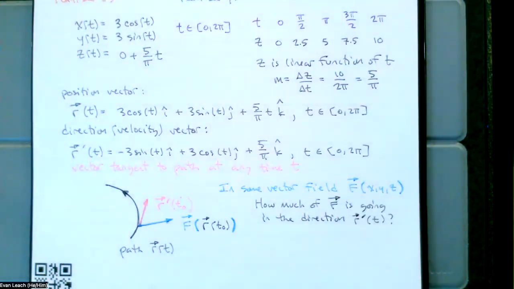This, in the context of the problem, is how we would rephrase that question. Is the vector field helping us or hurting us? Is the vector field working with us or against us? And by how much is it doing that? How much of the vector field is going in the direction of our path?